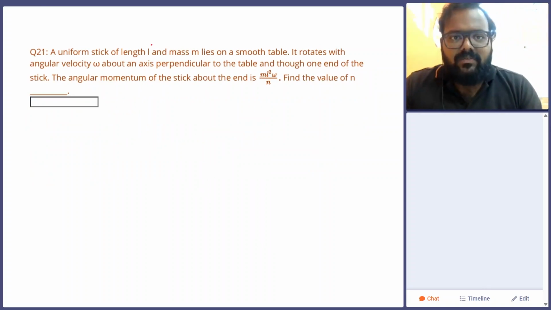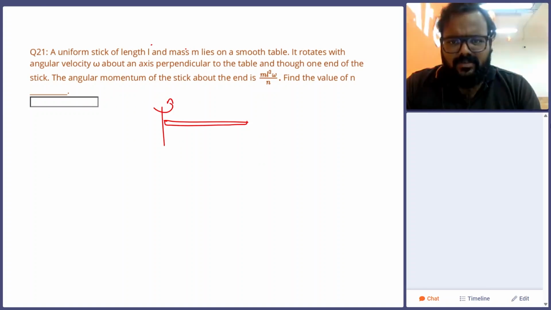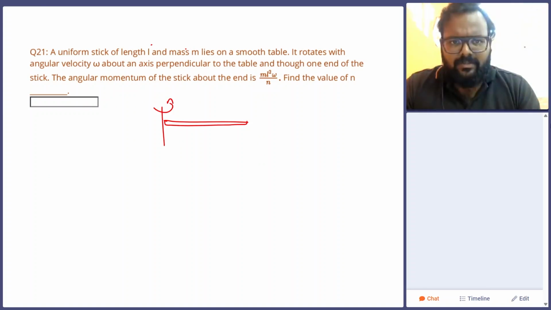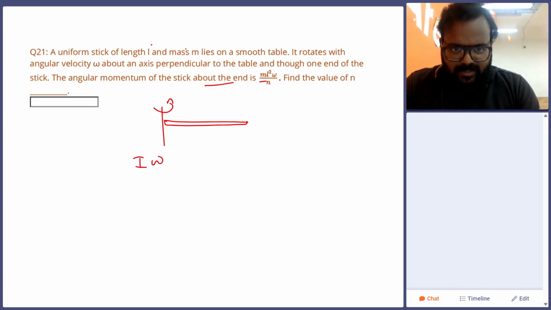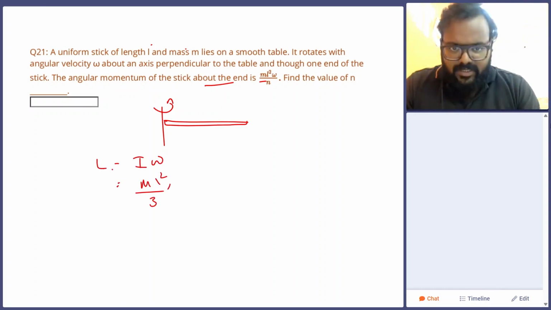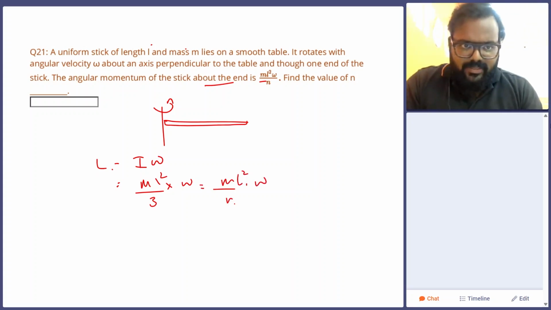A stick of length L and mass M lies on a smooth table. It rotates with an angular velocity of omega about the table, with one of its ends stuck. What is the angular momentum of the stick about the end? So it is a pure rotation, so angular momentum is just I omega. That is ML square by 3 times omega, which is ML square by n into omega. So comparing, n is 3.